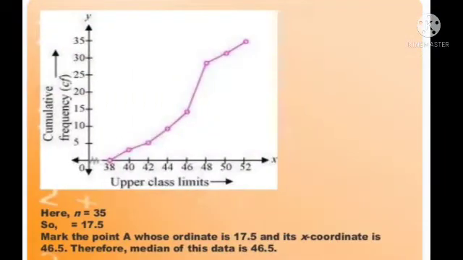Here is a graph of upper class limits versus cumulative frequency. Here n is equal to 35, so n by 2 is 17.5. Mark the point A, whose y-coordinate is 17.5 and its x-coordinate is 46.5. Therefore, the median of this data is 46.5.